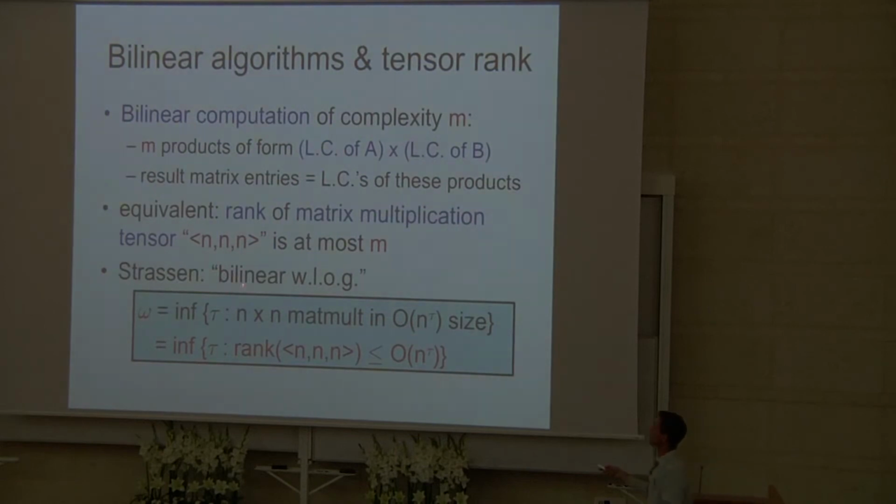But it turns out that, as far as finding the exponent of matrix multiplication, it's equivalent to think just about bilinear algorithms, and therefore it's equivalent to think about bounding the rank of the matrix multiplication tensor. So you can define omega both as the exponent of whatever algebraic algorithm you use to compute n by n matrix multiplication, or equivalently as the rank of the n by n matrix multiplication tensor. And I'll say what that tensor is and what I mean by rank in just a second.